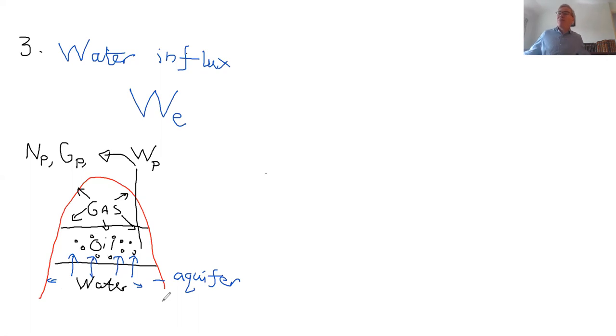Right, that's it. We can go on to step four, can't we? What we need, obviously, this isn't terribly helpful because WE can be in principle a function of both pressure and time, and we want to know what it is. So what we're going to use, just as we did in the gas field one, is the pot aquifer model, but it's not the only aquifer model.